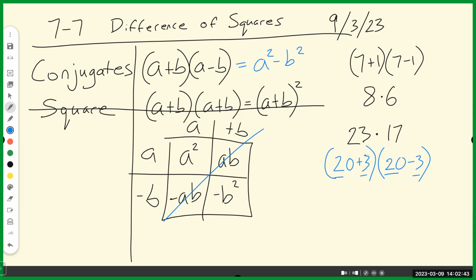And guess what you do? The shortcut to this is: you square the first, 20 squared, minus, you subtract the second squared. Oh, I got my answer wrong, didn't I? That's okay. 20 squared is 400. 400 minus 9. Yeah, I said 393. I was bad at math.